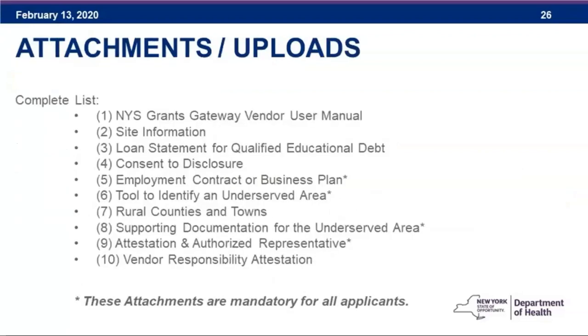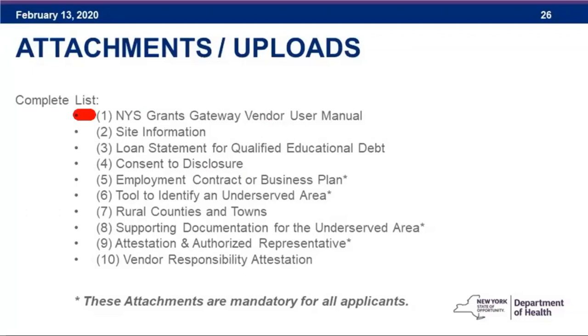The next is a list of the attachments that are asked to be provided with your application. There are 10, which may sound daunting, but the first is the New York State Grants Gateway Vendor User Manual, which is very lengthy, several pages. It's there for your reference. So you don't actually have to do anything with that, but it's something that you can read. If you're having trouble, please defer to that.